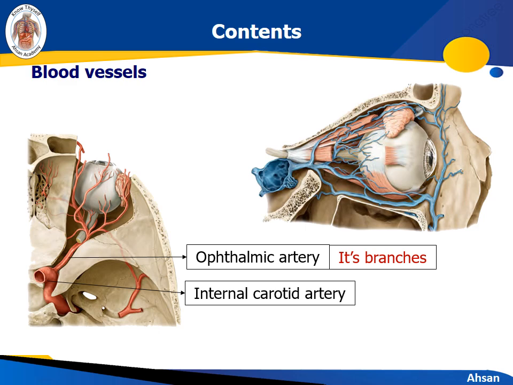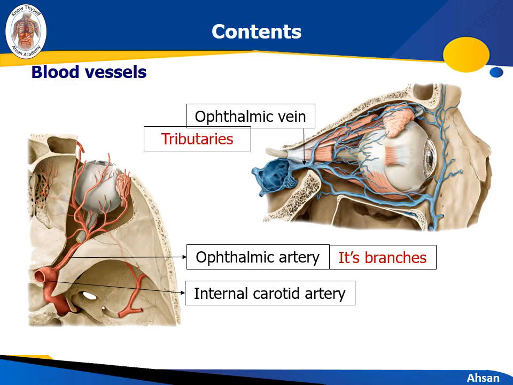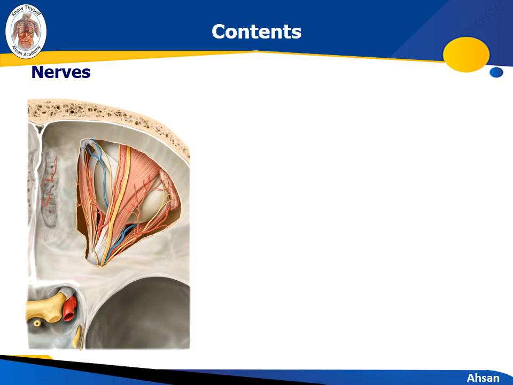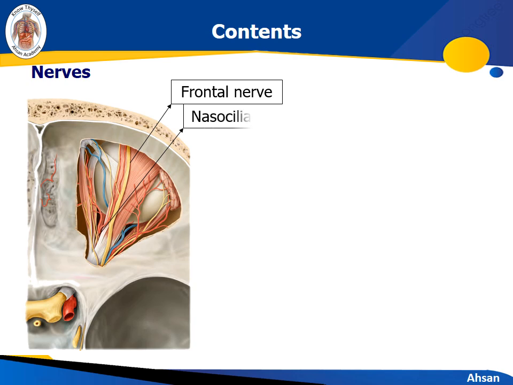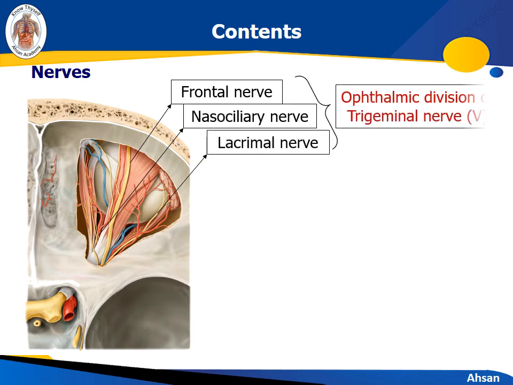The veins are the tributaries of the ophthalmic vein. Let me label it. This is the ophthalmic vein, and the veins of the orbit drain into the ophthalmic vein. So all the tributaries are contents of the orbit. Nerves: I will label the nerves one by one. This one is the frontal nerve. This one is the nasociliary nerve, and this is the lacrimal nerve.